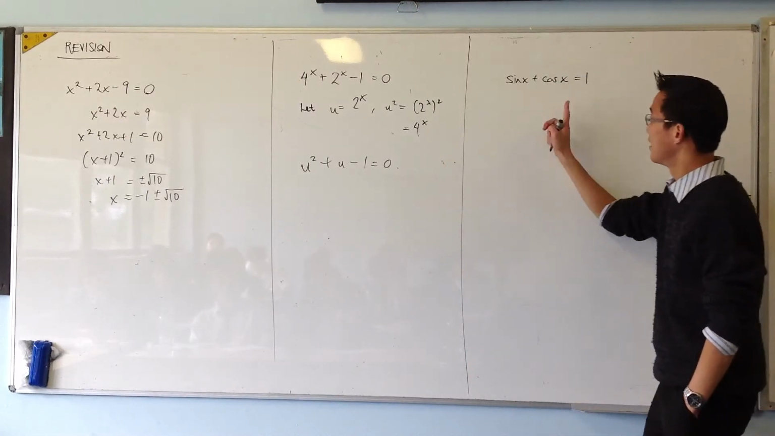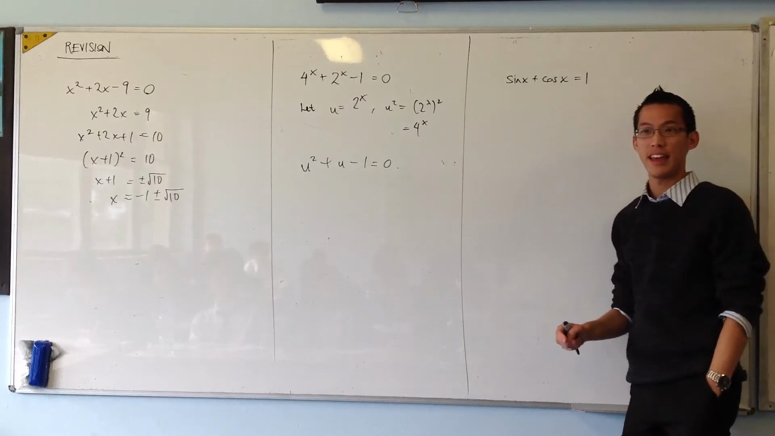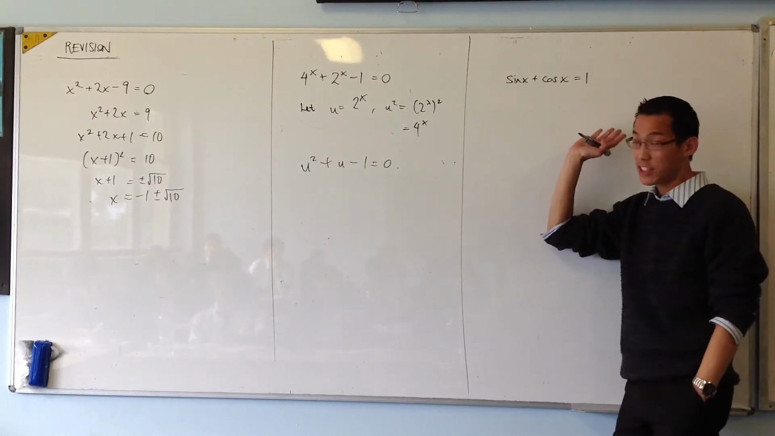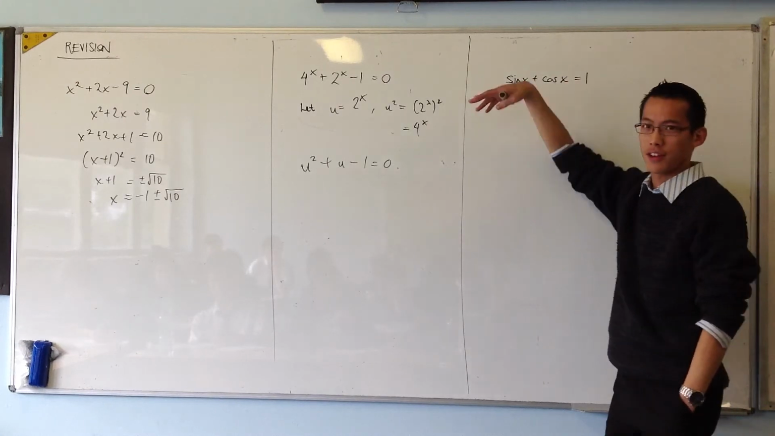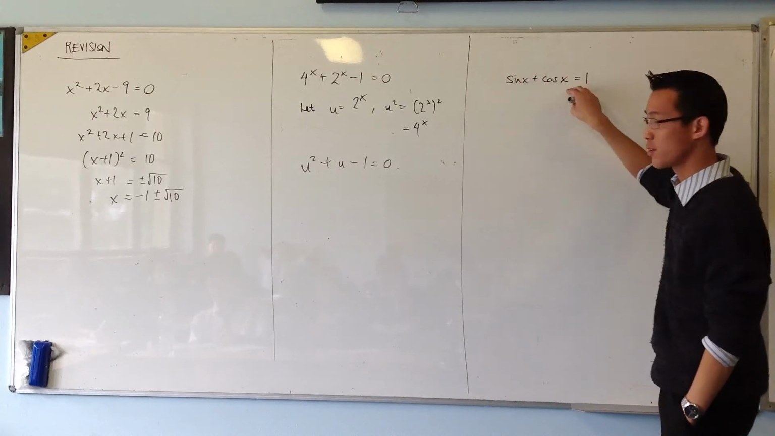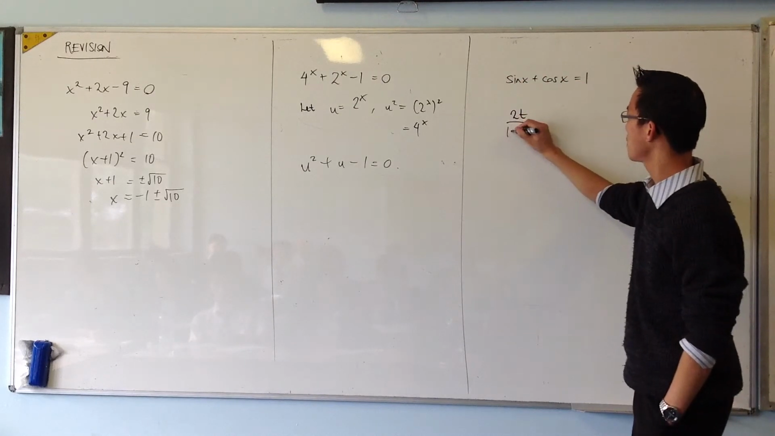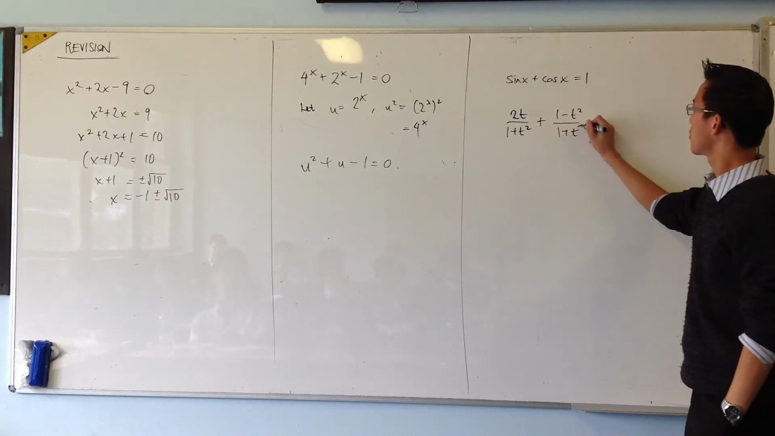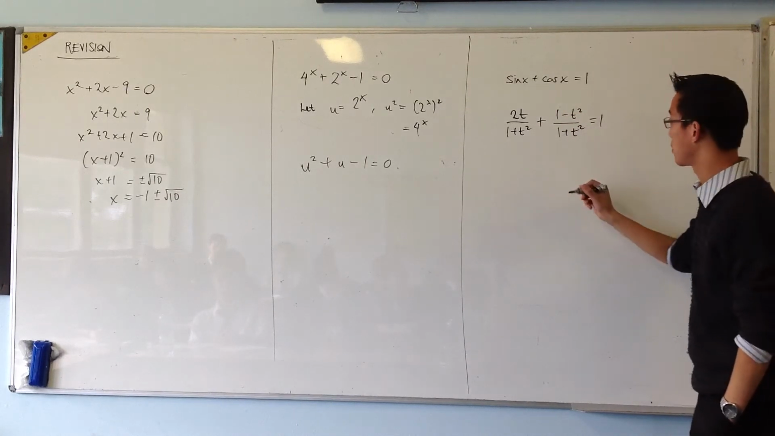Now, we've learnt just recently a new method for solving equations like this, okay? So let's use our t results. You've let t equal this, and you've recited what's sine, what's cosine. Your results should look like this. 2t plus 1 minus t squared. Okay, so you multiply through.